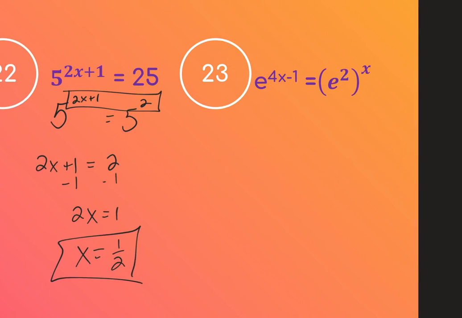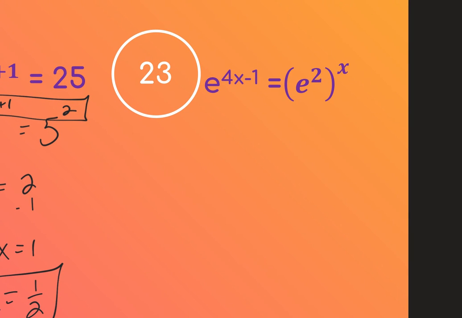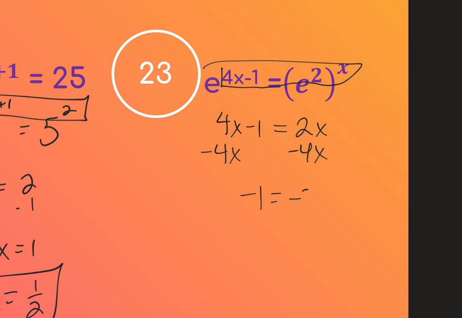Go to 23. Now the base is already the same on 23. They're both e's, right? So I'm just going to set the exponents equal to each other. It'd be 4x minus 1 equals 2x. So even though it's an e base, we don't need a calculator because the bases are the same. So I get x equals 1/2.